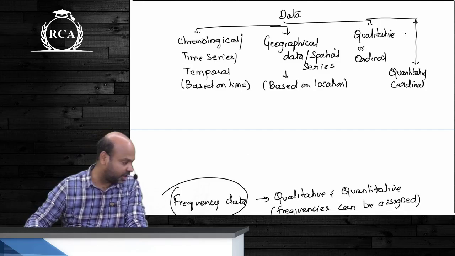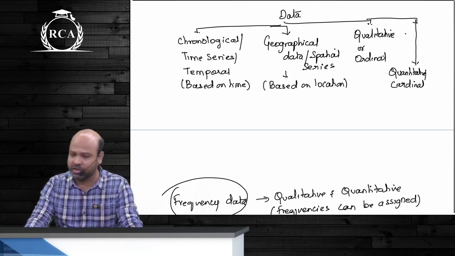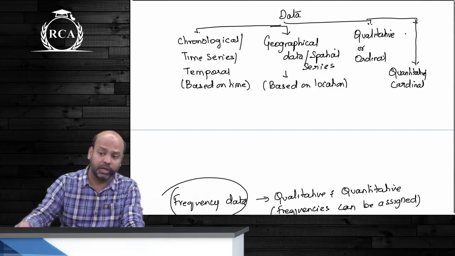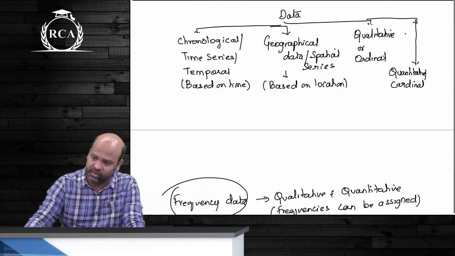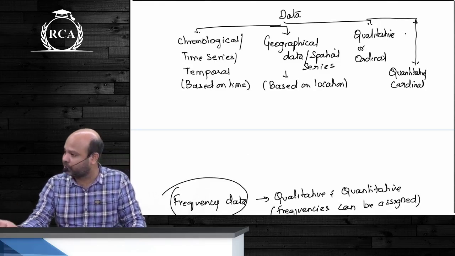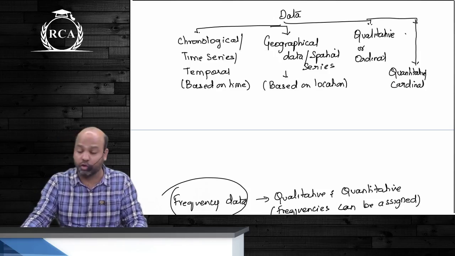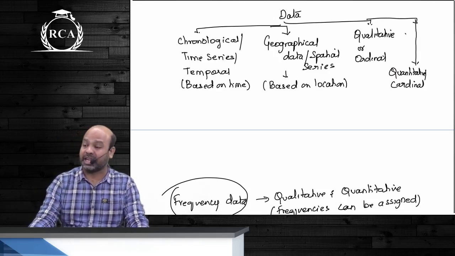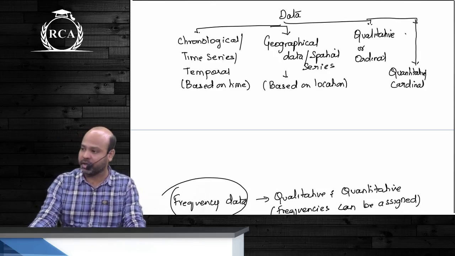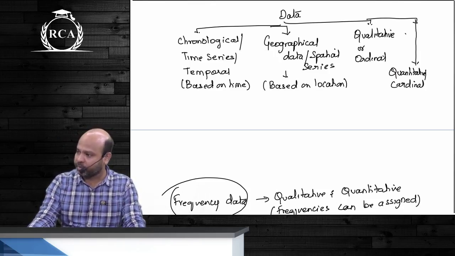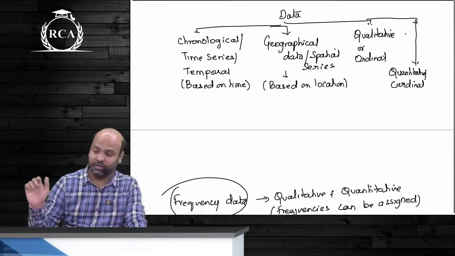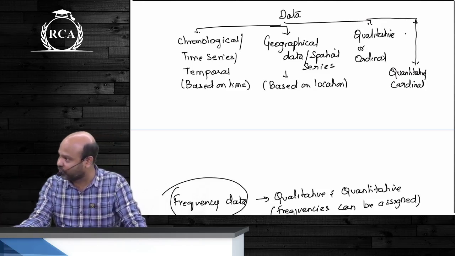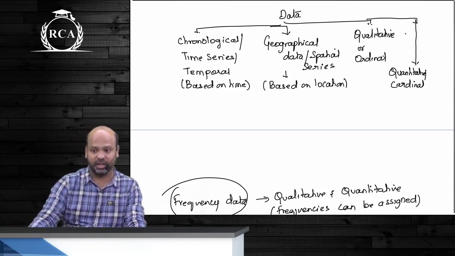Next, after that we spoke about presentation and organization of data, wherein you divide the data into multiple groups based on their characteristics. Under this we also learned about another classification of data, which is chronological data and geographical data. Chronological data is also known as time series or temporal data. The other one, geographical data, is also known as spatial series data.